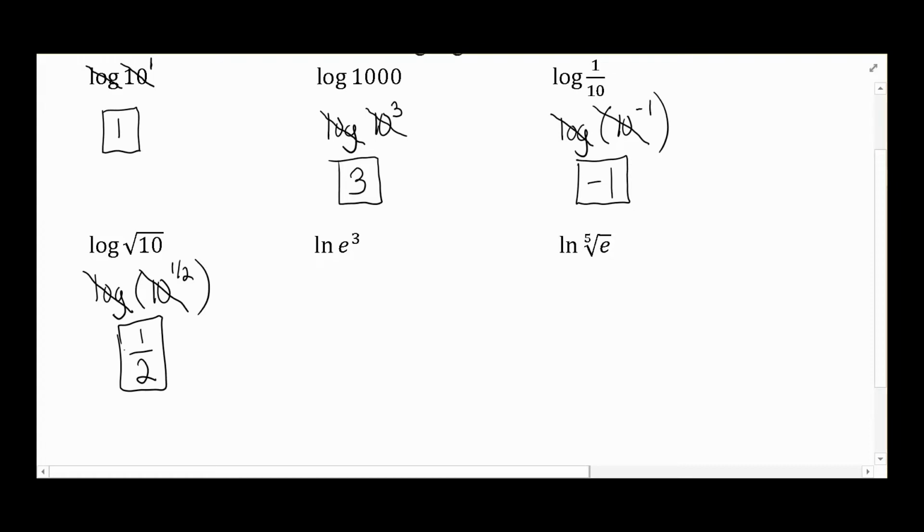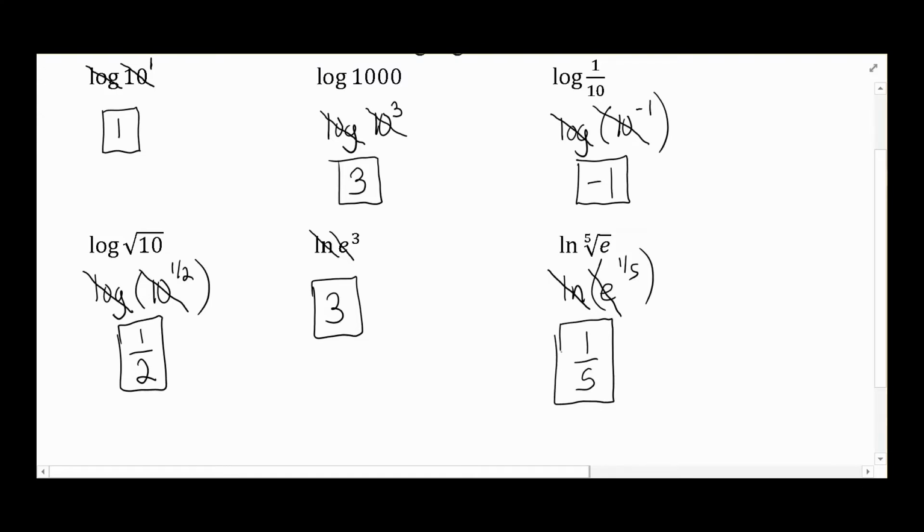When it comes to natural log, remember that natural log undoes e to a power. So this natural log undoes e to the power of 3, leaving just the 3. And if we had a radical, we would rewrite it as a power. So instead of the 5th root, we'd have the 1/5 power, at which point the natural log and the e to a power undo one another, leaving us with just the 1/5.